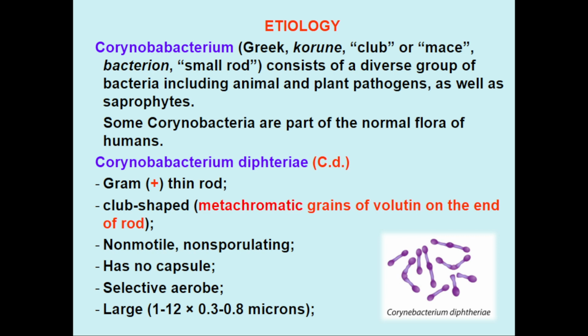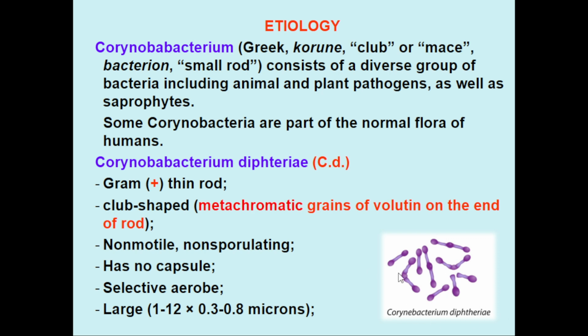Etiology. Corynebacterium, from Greek korune, club or mace, and bacterium, small rod, consists of a diverse group of bacteria including animal and plant pathogens as well as saprophytes. Some Corynebacteria are part of normal flora of humans, so if in the throat swab there is found just Corynebacterium, it does not necessarily mean that the person's health is in danger. So you need to wait not only for bacterioscopic examination but also bacteriologic to confirm that this Corynebacterium is toxigenic. So Corynebacterium diphtheriae: gram-positive thin rods, club-shaped, with metachromatic granules of volutin at the ends of the rod, non-motile, non-sporulating, has no capsule, obligate aerobe, it's rather large.